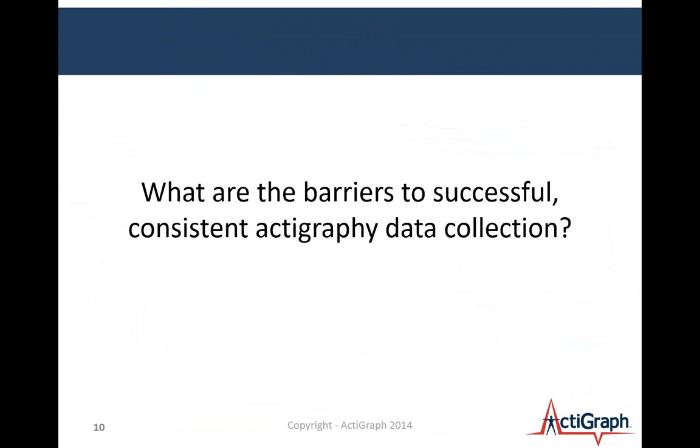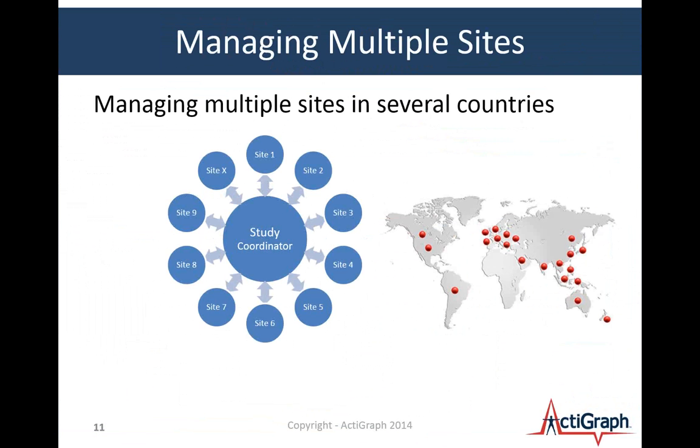So to segue into that, I want to pose the question: what are the barriers to successful, consistent actigraphy data collection, in particular for a drug trial application? I would argue that it is primarily logistics. And let me explain what I mean by that.